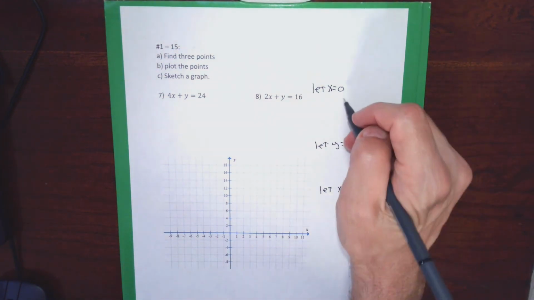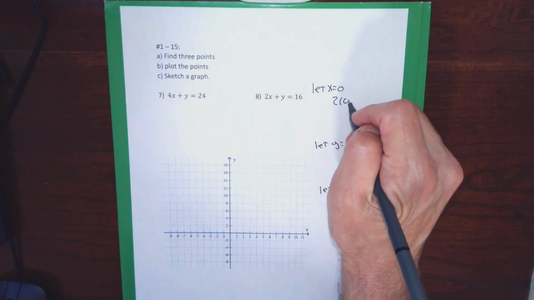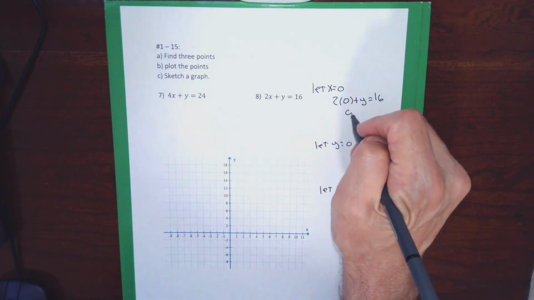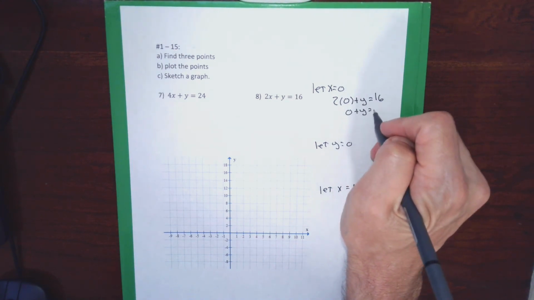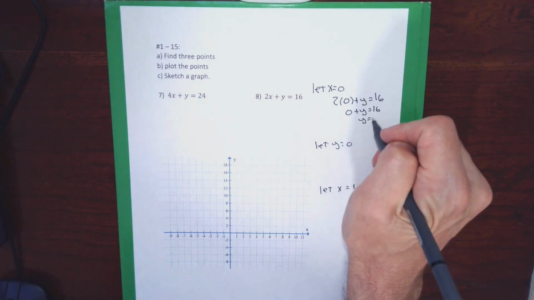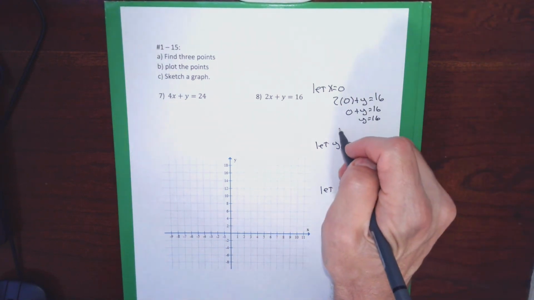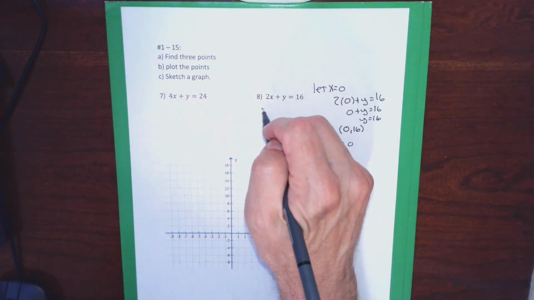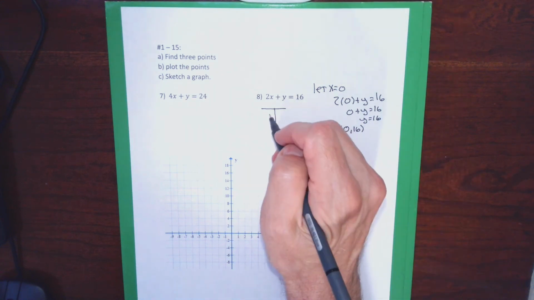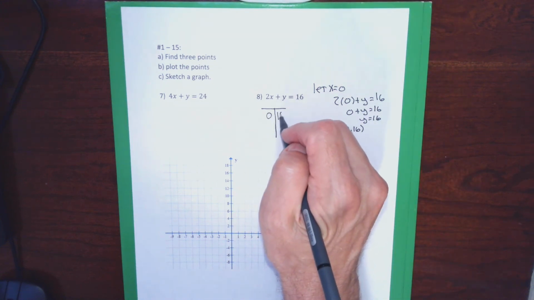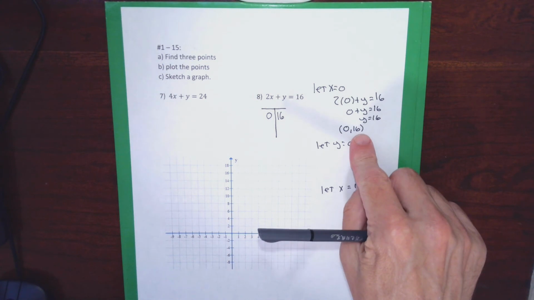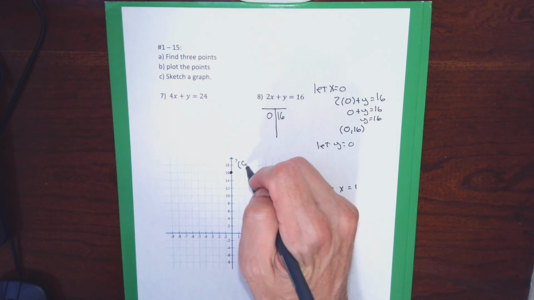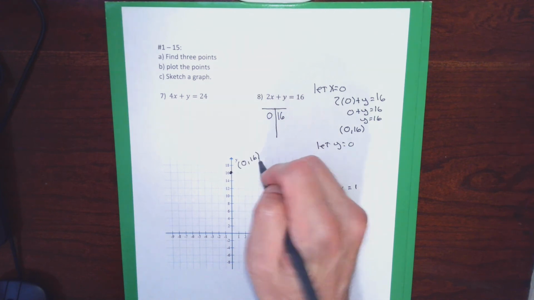So algebraically, the first one, I'm going to go 2 times 0 plus y equals 16. That gives me 0 plus y equals 16, which is y equal to 16. So my first point, I plugged in 0 for x and got 16 for y. That point's considered an intercept because it's going to be on an axis, and because it's on the y-axis, it's a y-intercept. So I'm going to plot my first point, x equals 0, y equals 16.